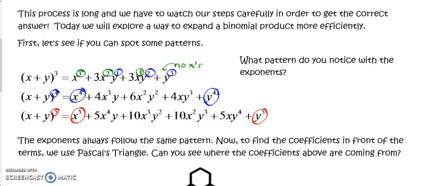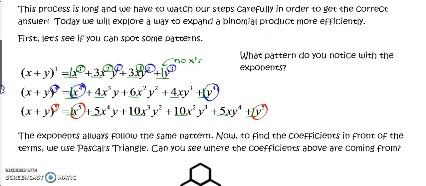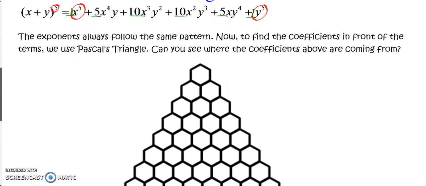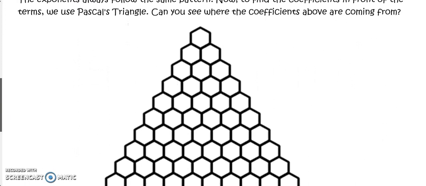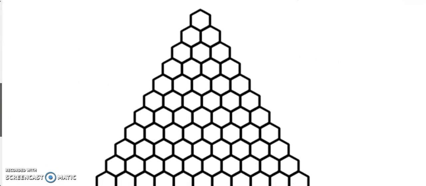Okay? Now we're going to see, where do these numbers come from? Where does this 1, 3, 3, 1 come from? 1, 4, 6, 4, 1. 1, 5, 10, 10, 5, 1. Okay? So we're going to look at what we call Pascal's triangle. Now I'm going to teach you a little bit about Pascal's triangle.